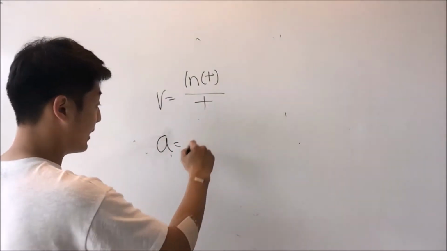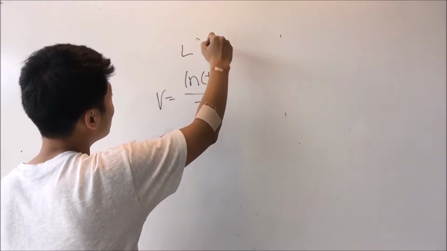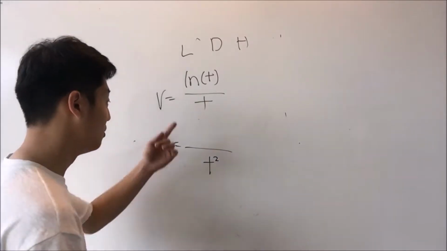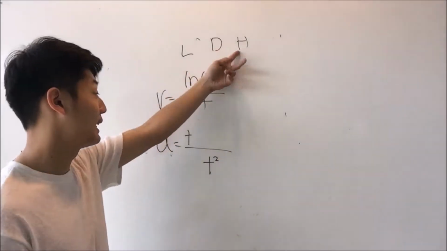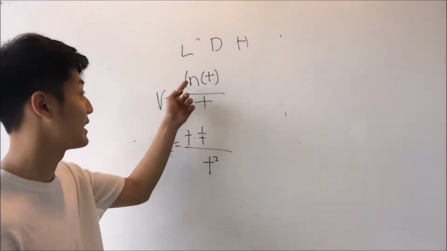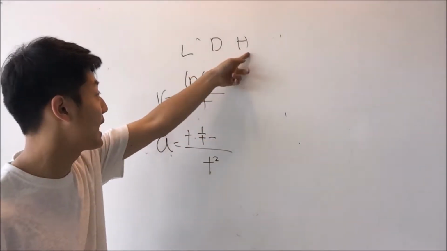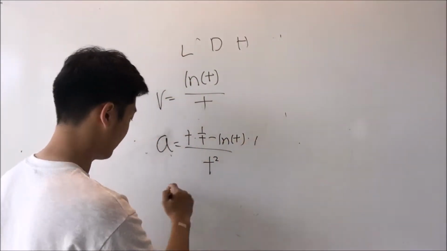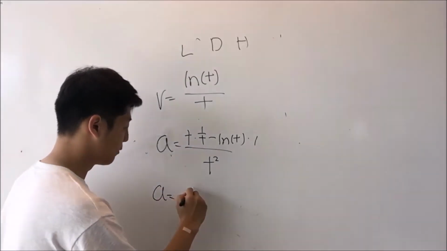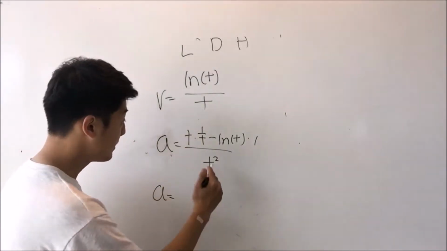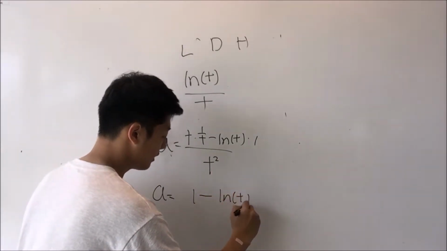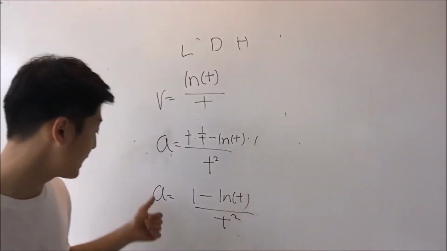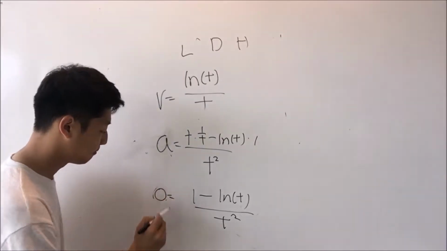Now the quotient rule: low, d-high, minus high, d-low, over the bottom squared. The low stays the same times d-high, the derivative of ln t, which is 1 over t, times t, minus, now backwards, the high stays the same times d-low, which is times 1. If I simplify this, it'll be 1 minus ln t, over t squared. Since it attains its maximum, we set this equal to 0.